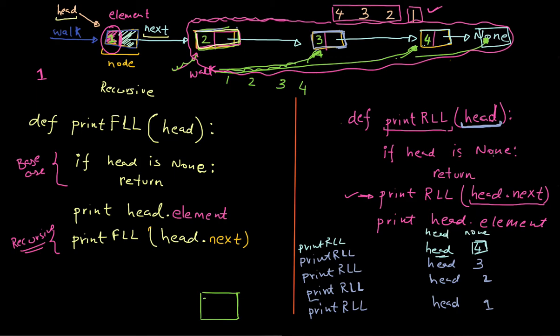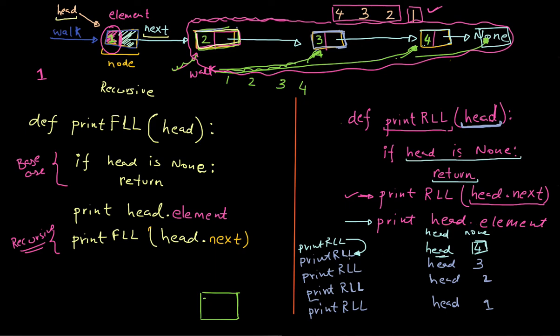If head is None, if this Boolean expression is true now, what are you going to do? You're just returning. That's all you're doing, you're just returning. But return from where? If this is the function that is currently executing, where are you going to return back to? You're going to return back to the previous stack frame. When you return back to it, what is the next instruction to get executed? The next instruction to execute on that stack frame is print head.element.